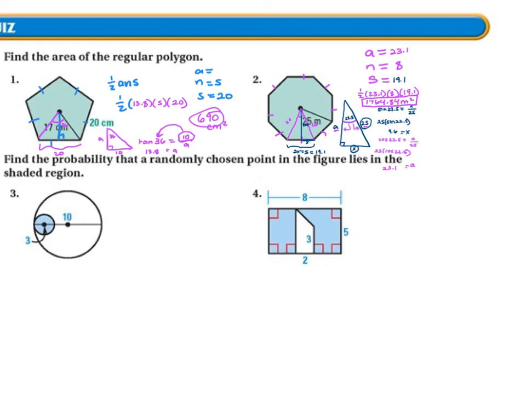All right, 3 and 4. Find the probability that a randomly chosen point in the figure lies in the shaded region. So this is that probability. In the first one, I want to get it in the shaded region, which means it's the area of the small circle over the area of the big circle.